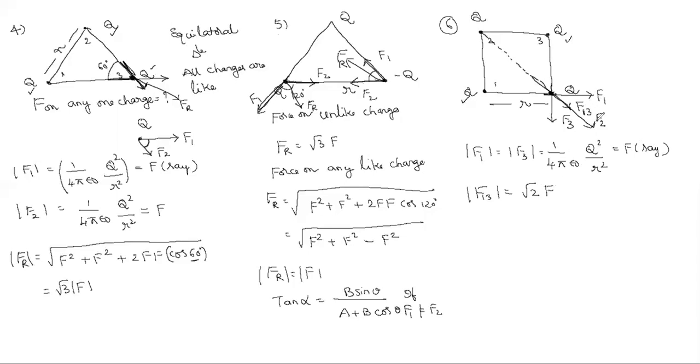What about F2, Nana? From 4, the distance is root 2 R. Then 1 by 4 pi epsilon naught q square by the distance squared, 2R square. Since it is into 2, it becomes 1 by 2, so F by 2. Okay. Now look, F13 and F2 are in the same direction or different directions? Same direction, so can I add those two? Yes, sir. Therefore, the resultant is equal to F13 plus F2.